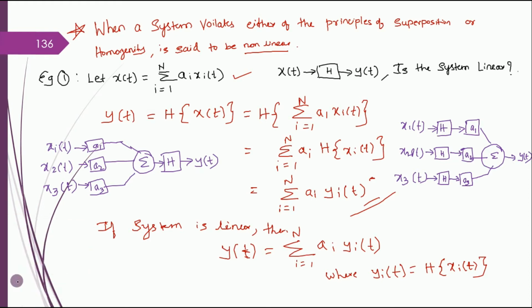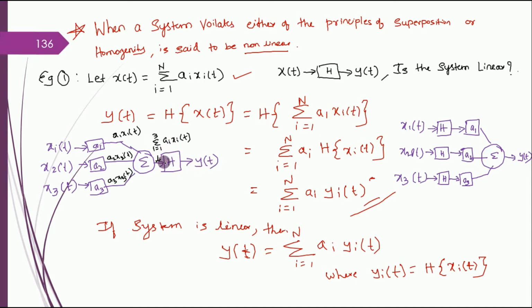I change the ink. So here a1 into x1 of t, this is a2 into x2 of t, this is a3 into x3 of t. How is it written with a summation? When I add all these things, it can be written as summation i equals 1 to n, where n is 3. i equals 1 means this, i equals 2 means this, i equals 3 means this: a_i x_i of t. That's the meaning. So here I get this signal. Now this signal I am applying to the system, and whatever the system gives, that is the output.